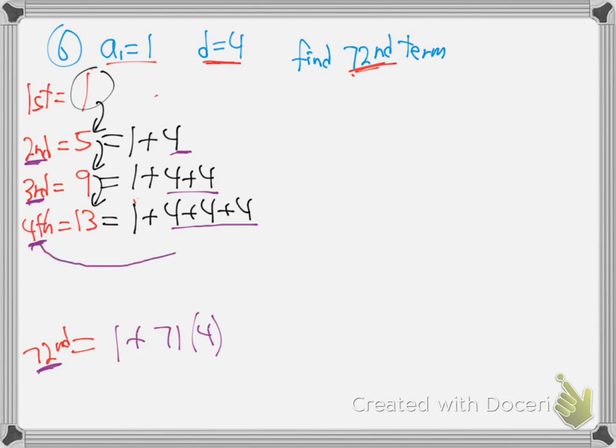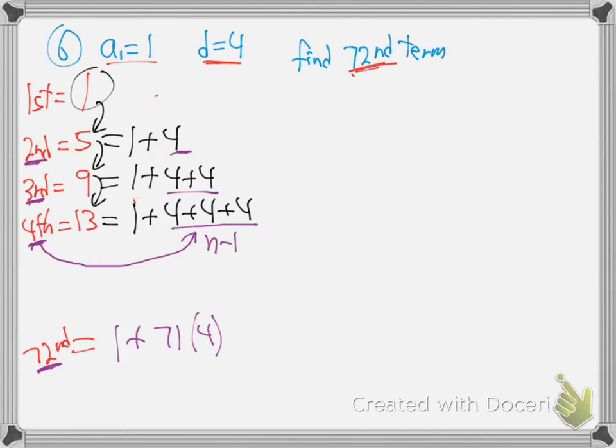Comparing the term number to the number of 4s, it's n minus 1. It's 1 less, isn't it? So 1 plus 4 times n minus 1. We'll get there. Does everybody see that observation I'm making? See how it's pretty obvious when you write it out that way? It's just about careful recording and observing the pattern. Whatever the term number, you have 1 less 4 than that term number. Third term, 2 4s. Fourth term, 3 4s. So 72nd term, 71 4s.